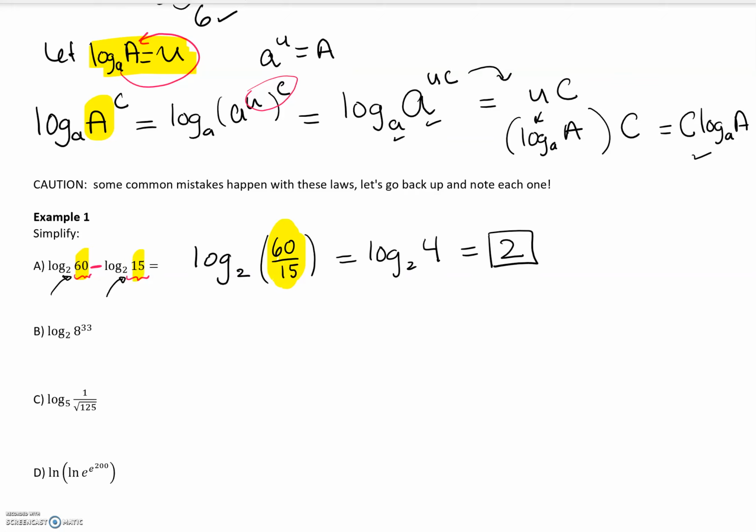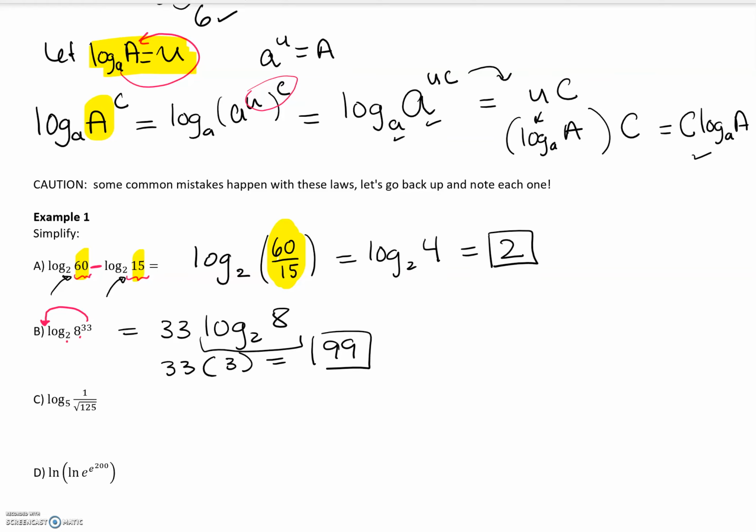Let's look at part B. I have that little exponent waiting outside. If the bases were the same, like if this base and that base were both 2s or they were both 8s, then the 33 would just drop. That would be an inverse property. But since they're not, property 3 or law 3 tells us drop that 33 in the front. So there we go, 33 log base 2 of 8 is what I end up getting. And now I can do that in my head, no problem. 2 to the what gives me 8. We already know that's a 3. So now I have 33 times 3, which ends up giving me 99.